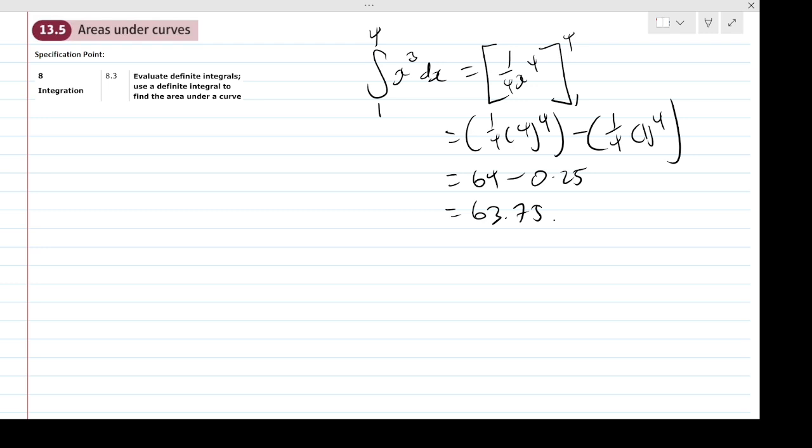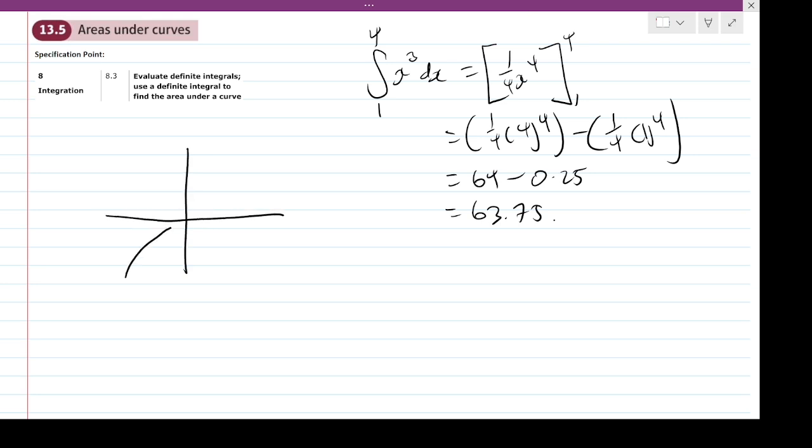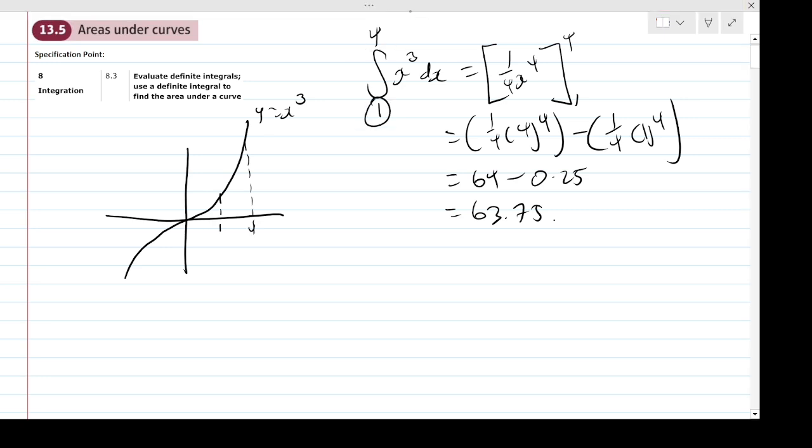I did very briefly talk about it last time, but if we were to sketch the x cubed graph, let's say over here, the standard x cubed graph looks something like that. y is x cubed. And let's say 1 is here, and then let's say 4 is there, because my limits are 1 and 4. So this number, 63.75, actually corresponds to the area here, if I shade it. The area between the curve and the x-axis, the area under the curve.